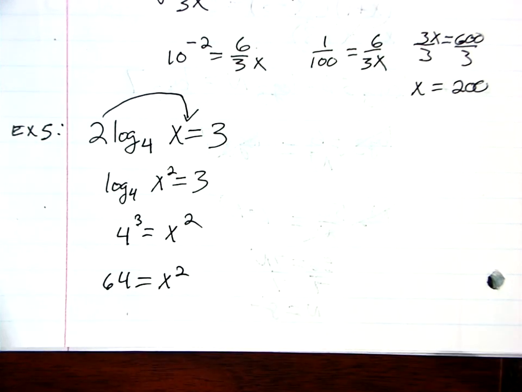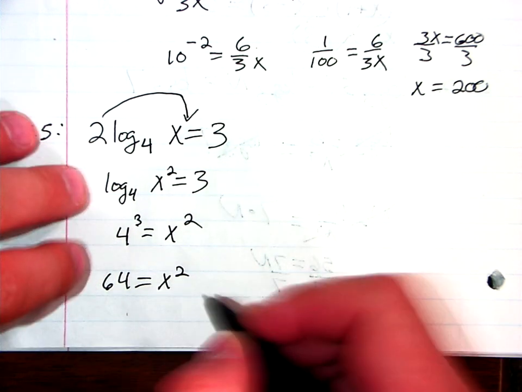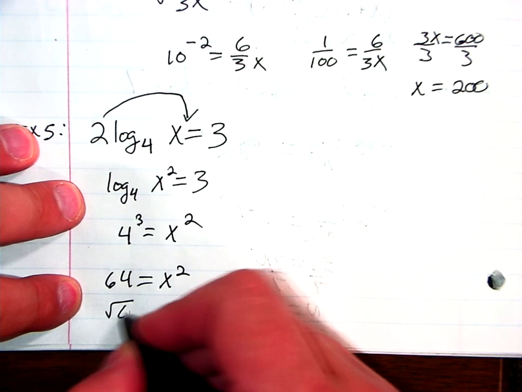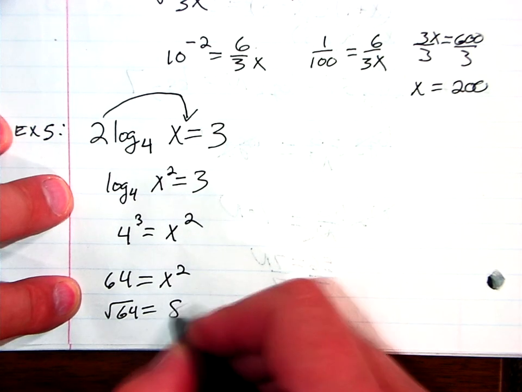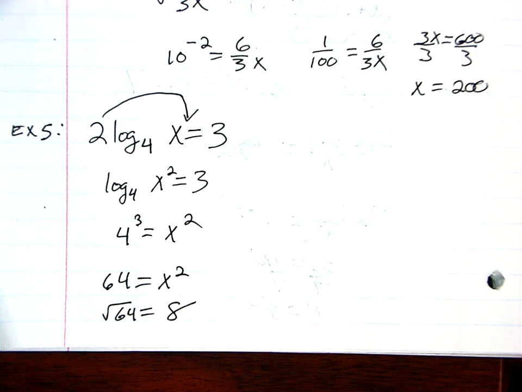All right, we have a flying 2. How do we get rid of the flying 2? It's a square, so we square root both sides, and the square root of 64 is 8. That is your final answer.